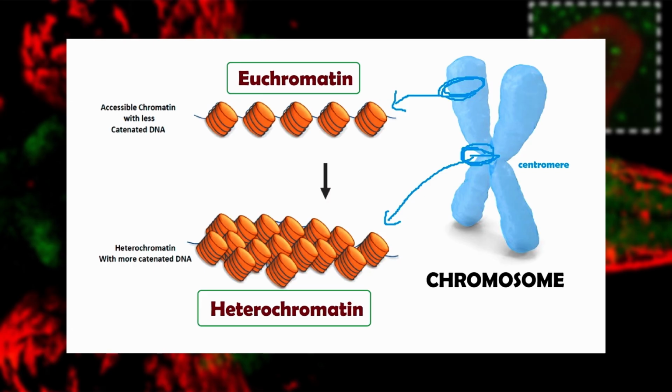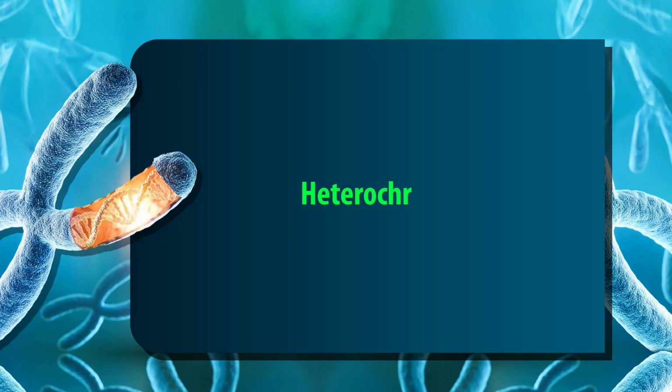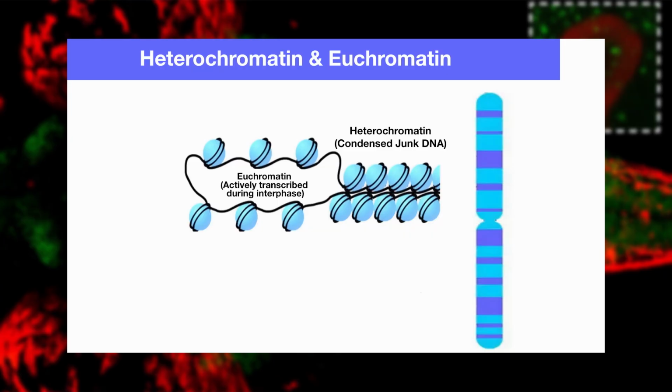Euchromatin, lightly packed and transcriptionally active. Euchromatin's open structures allow DNA access for transcription factors and RNA polymerase. Heterochromatin, densely packed and transcriptionally silent, it restricts DNA access, including centromeres and telomeres.